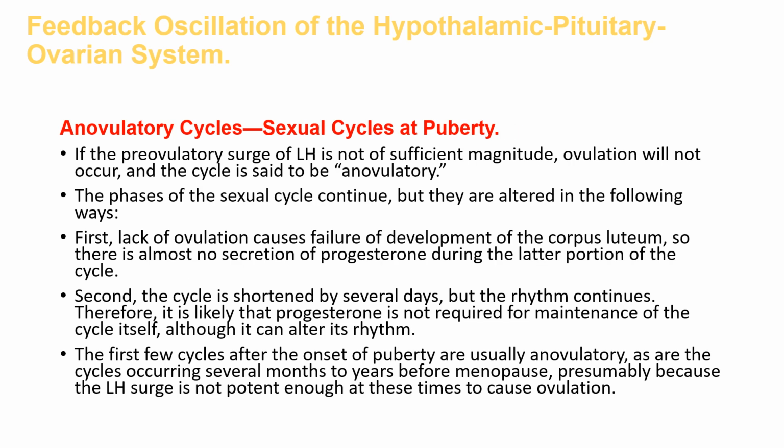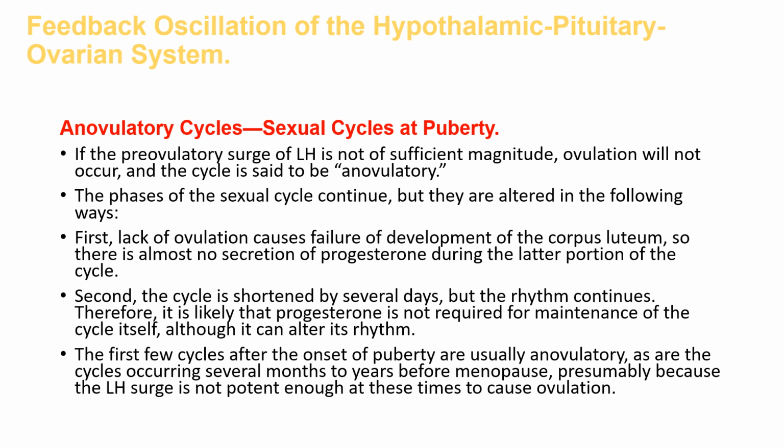Anovulatory cycles, sexual cycles at puberty. If the preovulatory surge of LH is not of sufficient magnitude, ovulation will not occur, and the cycle is said to be anovulatory. The phases of the sexual cycle continue, but they are altered in the following ways. First, lack of ovulation causes failure of development of the corpus luteum, so there is almost no secretion of progesterone during the latter portion of the cycle. Second, the cycle is shortened by several days, but the rhythm continues. Therefore, it is likely that progesterone is not required for maintenance of the cycle itself, although it can alter its rhythm.